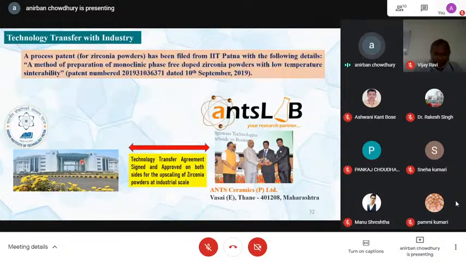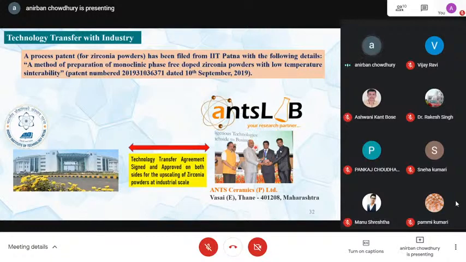Just as we were saying, our work has made an industry interested, Ant Ceramics. For the first time, IIT Patna has made a patent, and we have done this technology transfer from IIT Patna to Ant Ceramics, who have shown interest in making these powders on a large scale, in multi-kilo and tons. So we have transferred the technology successfully, and now we are working together on how to make this technology more successful and bring it to the market.